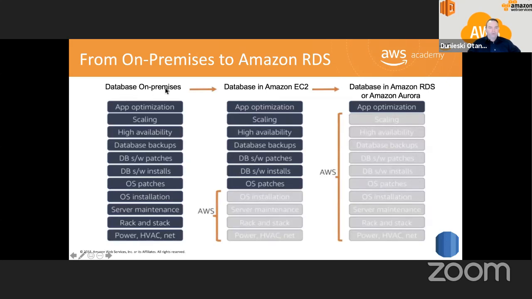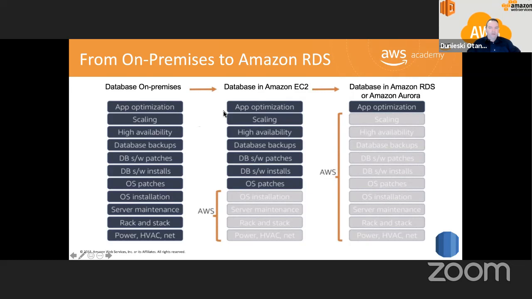cloud, but this is another thing, for a hybrid architecture. So you have databases on premises. You have to manage all this, because it's not in the cloud. This has to be done by you: optimize the app, scaling, make it available, the backups, database software patches, database software installs, OS patches, installation, server maintenance, rack and stack, power, heating, ventilation, AC, all that, and the network. So you have to work on all this if it is on premises.